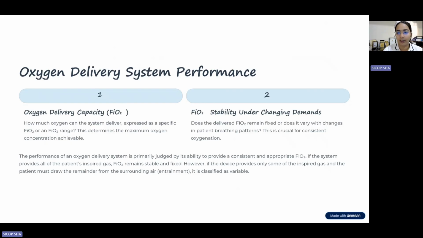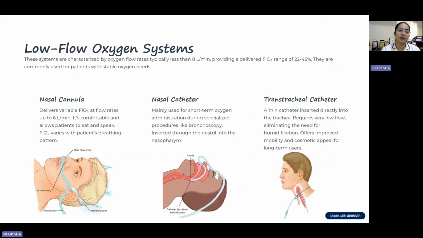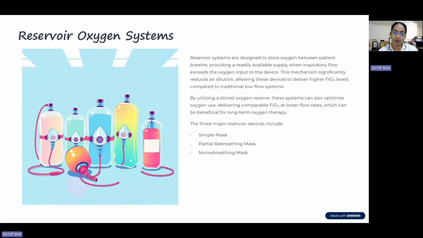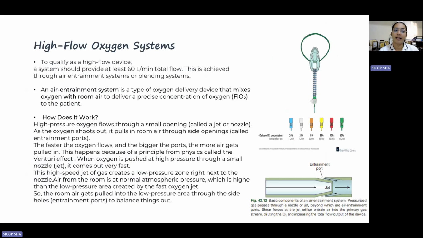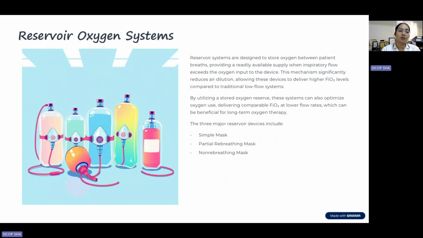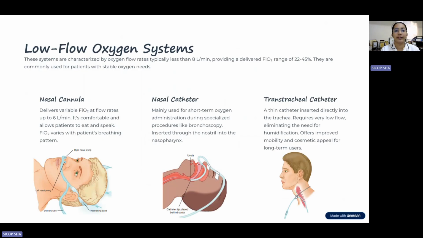Now, moving on, how do we classify these systems? There are three major systems. One is the low flow oxygen system. Then come the reservoir oxygen systems, and then high flow oxygen systems. Low flow oxygen systems are characterized by an oxygen flow rate of less than 8 liters per minute and an FiO2 delivery range of around 22 to 45%. These are usually used in patients who are more or less stable. It is more like an add-on.